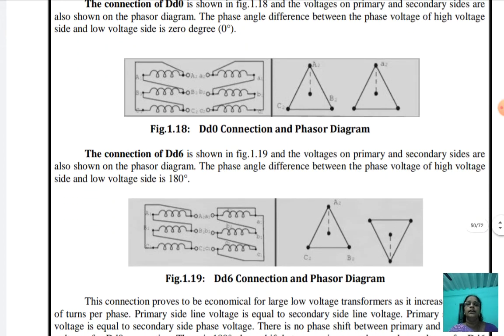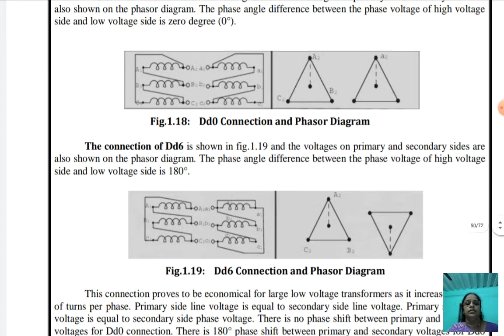Now you see the diagram. The first diagram, figure 1.19, is the 0 degree phase shift, where both primary and secondary are delta connection. That means the phase angle difference between the phase voltage of the HV and LV side is 0 degree. The second one, figure 1.19, is Dd6, the phase shift. That means the phase difference between the phase voltage of the high voltage side and low voltage side is 180 degree only. So this is the vector group of this.